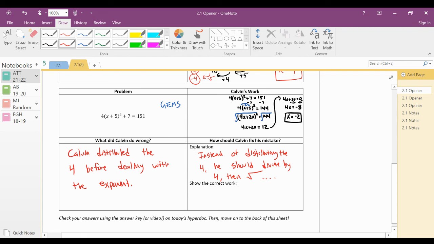So square root, etc. So the correct work here, when he gets to 4 times x plus 5 quantity squared equals 144, the correct work would be not to distribute, not to square root yet, but to undo that multiplication using division. Now we have x plus 5 quantity squared equals 36. Then we have our positive square root and our negative square root. That gives us x plus 5 equals 6, and x plus 5 equals negative 6. So we get x equaling 1. Subtract 5 there, and we get x equals negative 11.